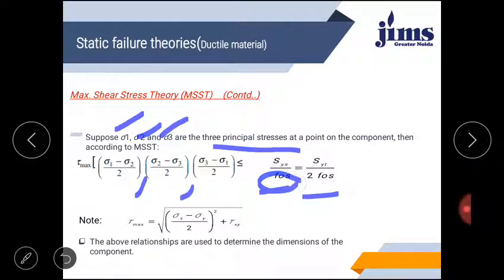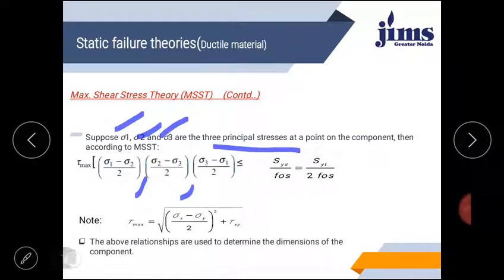FOS is the factor of safety. SYS is the yield strength in shear. Yield strength in shear upon FOS, but we have already determined that SYS is equal to 0.5 of SYT. So put these values in and you will get the same relationship.